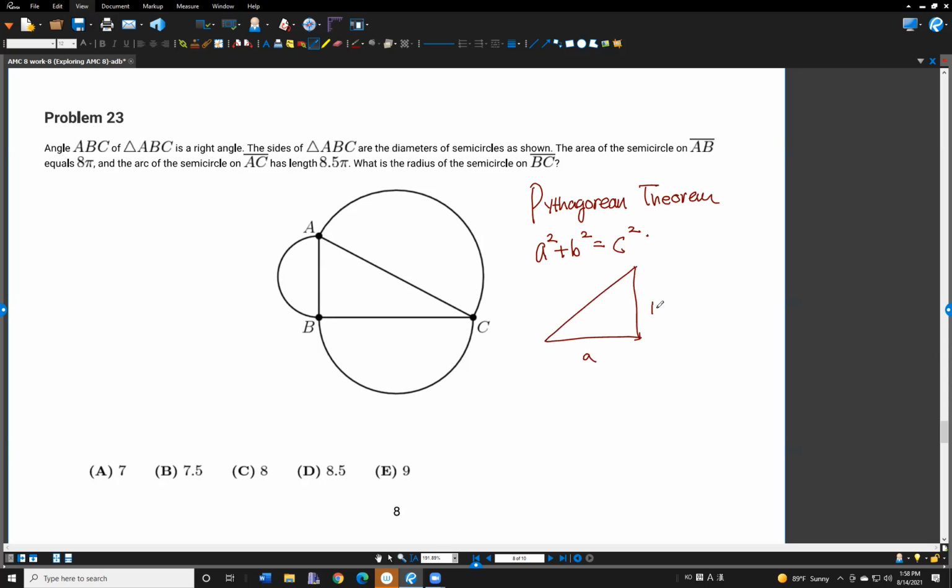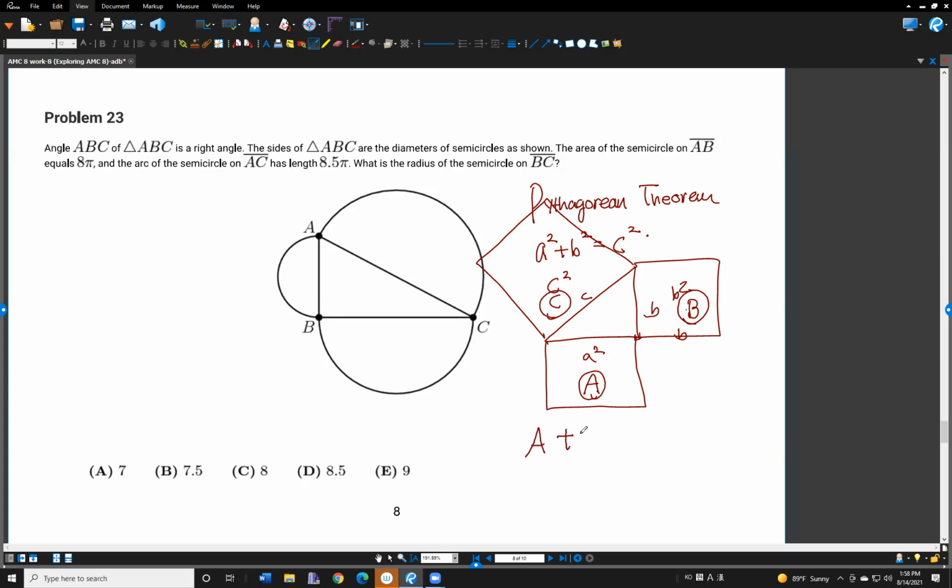What that means, a squared? The area of this is a square, right? That's a squared. What is the area of this one? B and B, this is b squared. This is c squared, right? So actually, the area of this one, I'm going to use A. This area is B. This area is C. What does the Pythagorean theorem say? The sum of this area should equal this area. That is the Pythagorean theorem.